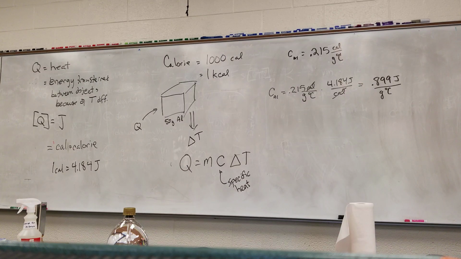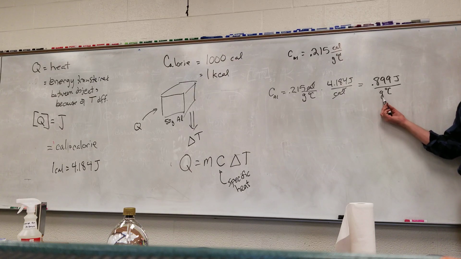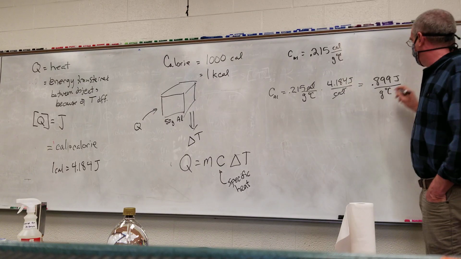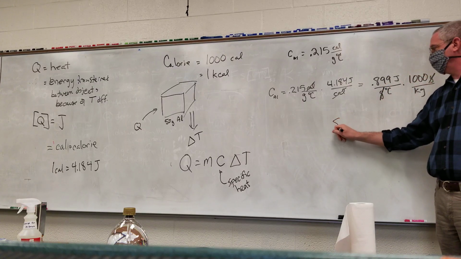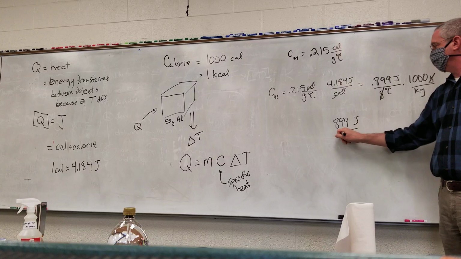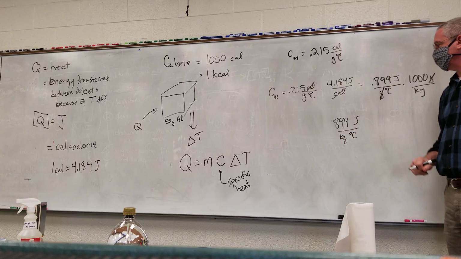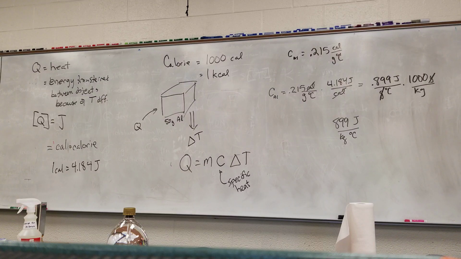Since we're moving over to SI units, the international standard, let's do kilograms instead of grams. So how many grams in a kilogram? 1,000. So we would multiply times 1,000 grams per kilogram. My grams are going to cancel out. So this math I can do in my head. It's 899 joules per kilogram degrees Celsius. And since Kelvin is the international standard, how many joules per kilogram Kelvin would it be?